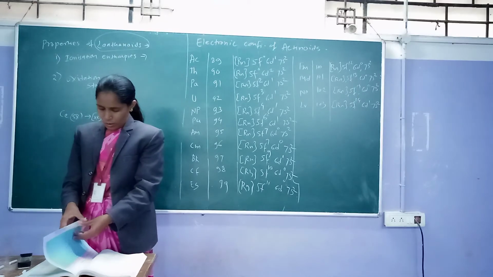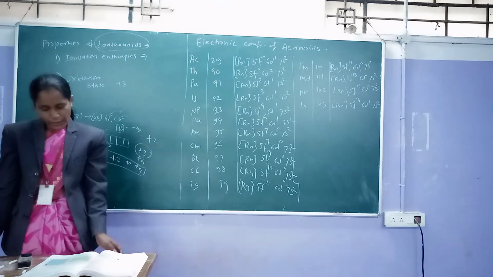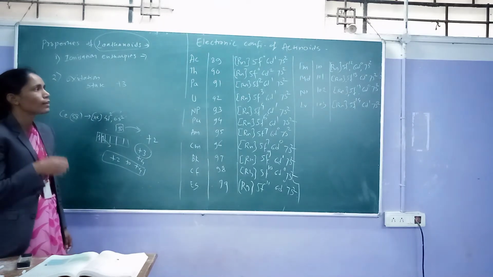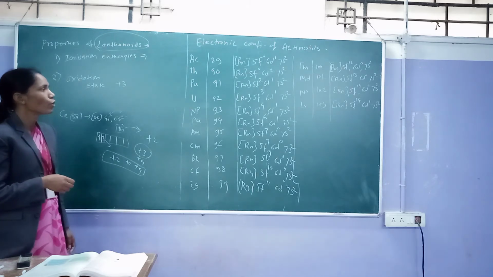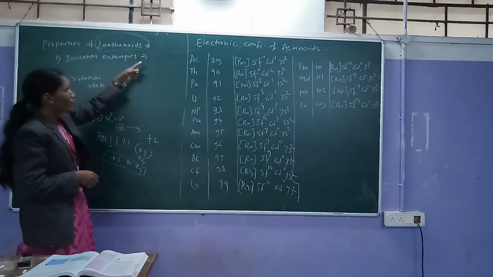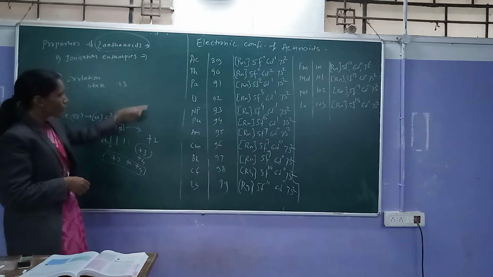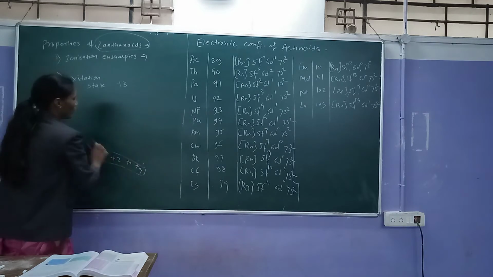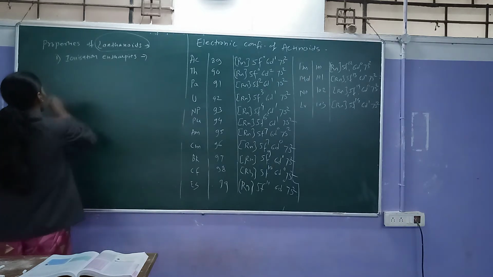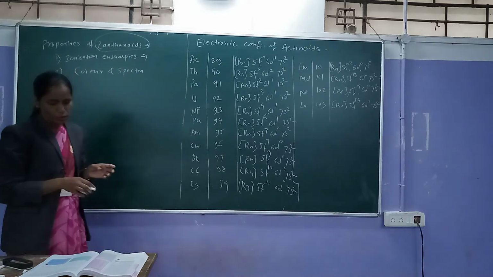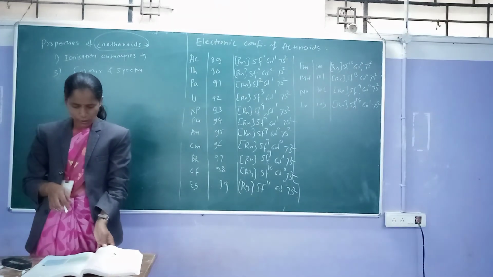Then, color and spectra. Color and spectra also depend on the number of unpaired electrons present in the last orbital, that is 4f. Lanthanoids contain 4f1, 4f2, 4f3 continuing to 4f14, and some elements show half-filled configurations. Color and spectra depend on the number of unpaired electrons in the outermost shell.